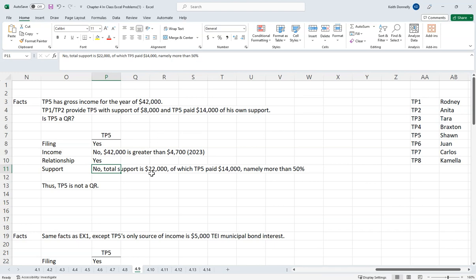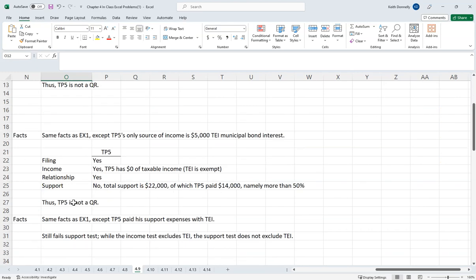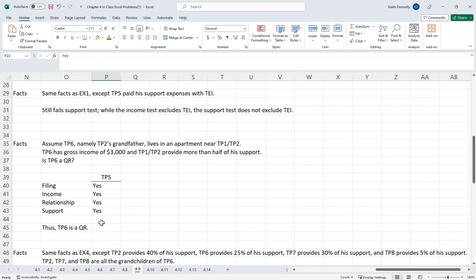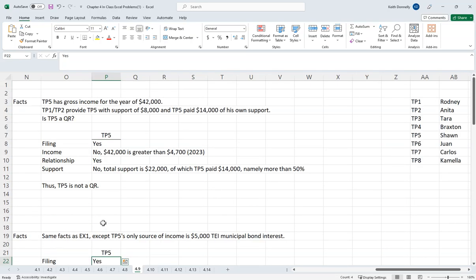In other words, you figure out his total support, $22,000, and divide that in half: 11. Did we pay more than 11? No, we paid 8. We did not provide more than half of his support. We fail that test. Change the facts here: what happens if it was $5,000 of tax-exempt income? That fixes the income problem, but it still doesn't fix the support. If you fail one element, you fail the entire test. You can look at these other ones on your own time. I'm just giving you the high-level items for these lectures.